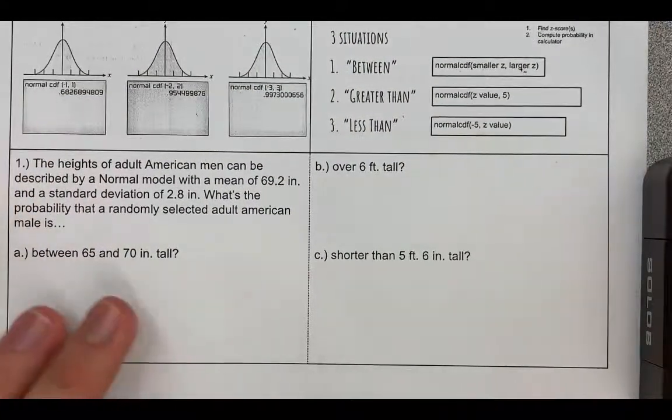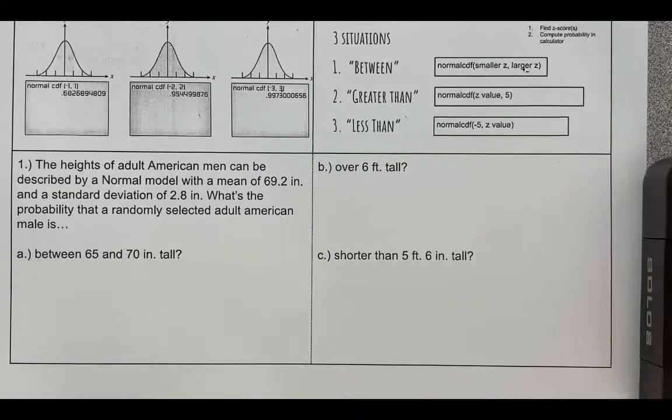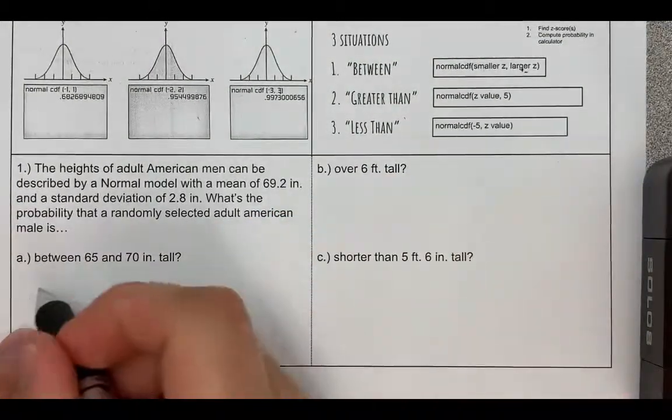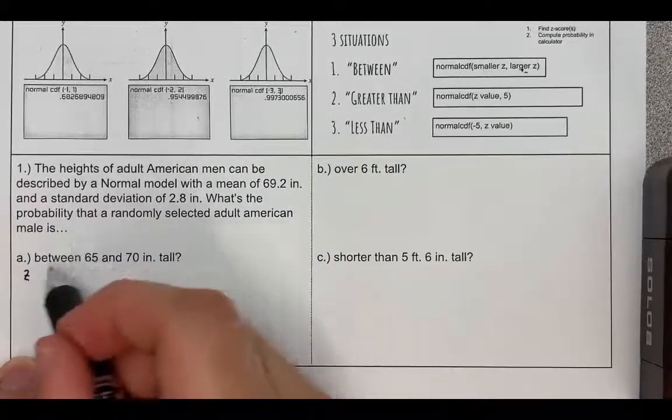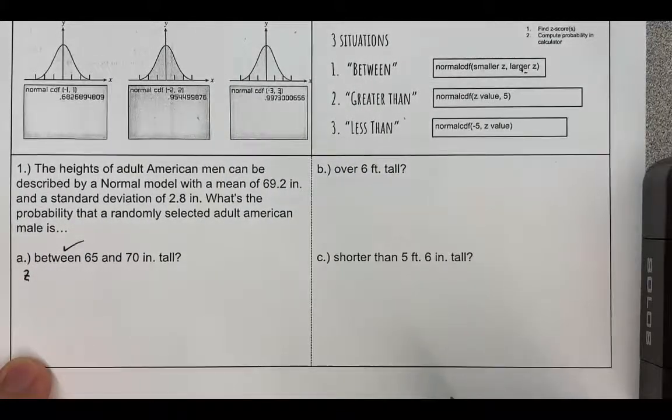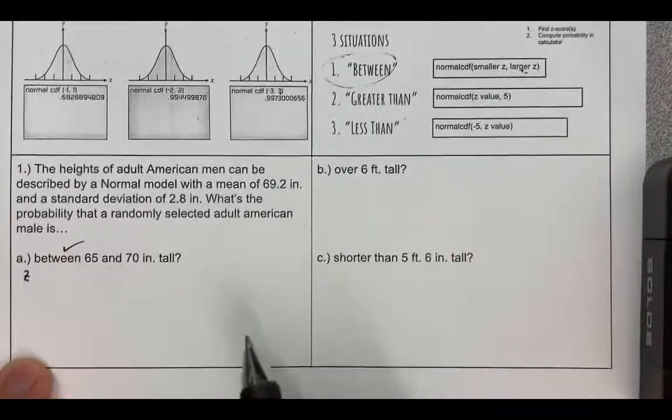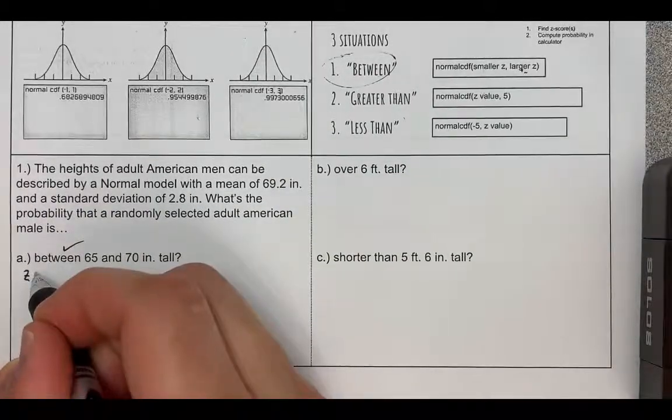Okay, so let's do some examples. The heights of adult American men can be described by a normal model with a mean of 69.2 and standard deviation of 2.8. What's the probability that a randomly selected adult American male is between 65 and 70 inches tall? So the first thing that we're going to do is find the z-score. We're going to follow the between option, and we're going to find the z-score for each one.